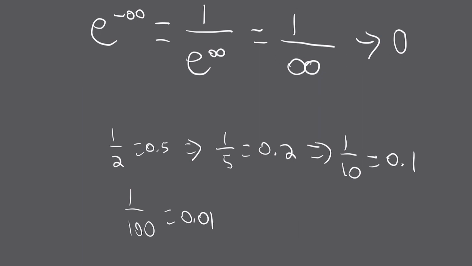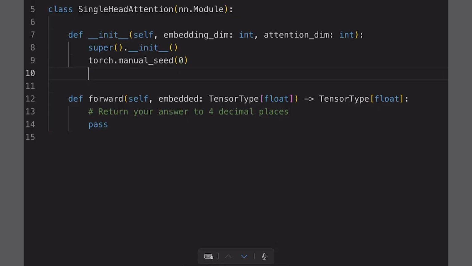It's just a quick review from maybe calculus 1. So 1 over 2 is a half, 1 over 5 is 0.2, 1 over 10 is 0.1, 1 over 100 is 0.01. As this denominator is getting bigger and bigger, the numbers are getting smaller and smaller, so 1 over infinity is essentially 0. Okay, now we're ready to code it up.